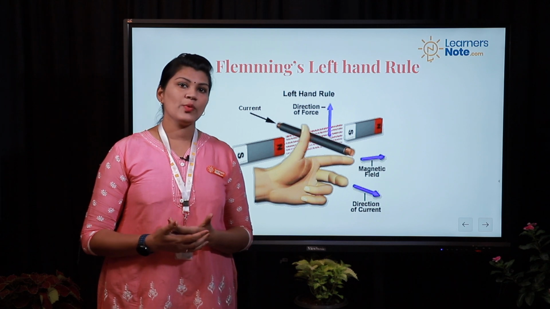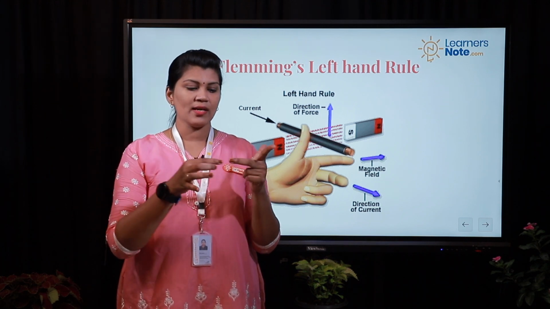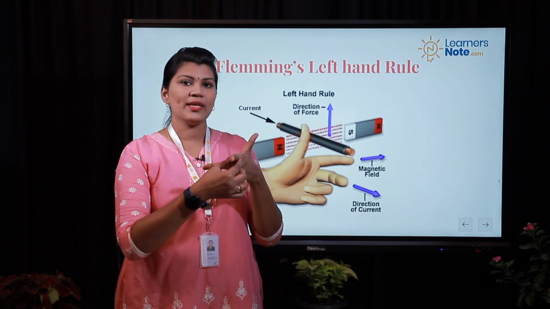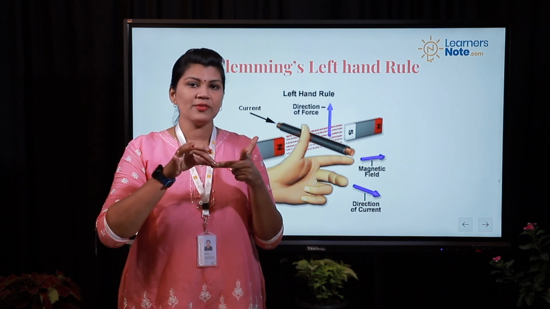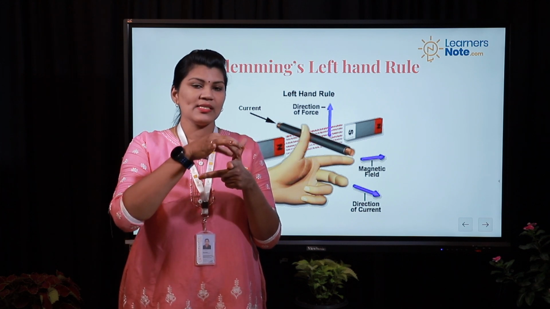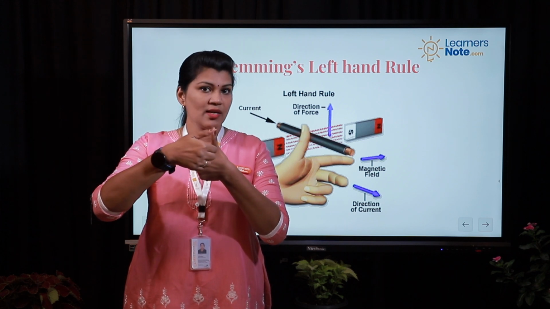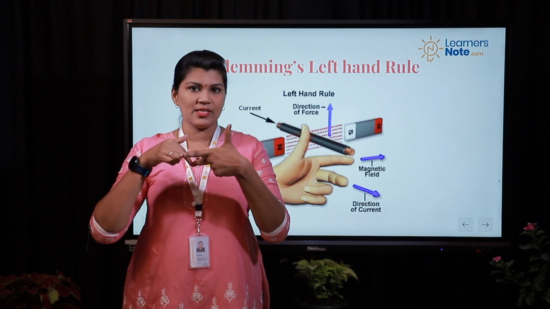For that, we have to keep our three fingers, that is our thumb, index finger and middle finger, perpendicular to each other. Keep the index finger in the direction of the magnetic field and the middle finger in the direction of movement of the charged particle. Then the thumb points in the upward direction. It means the direction of the Lorentz force will be upward in this condition.